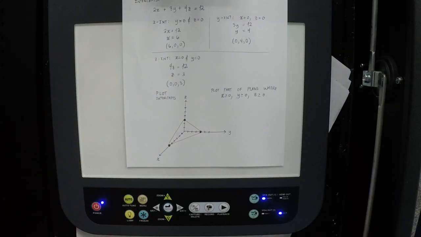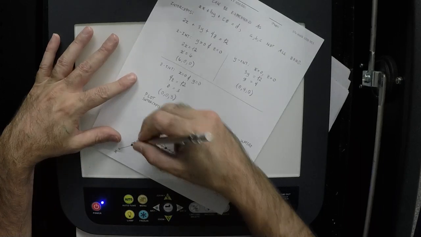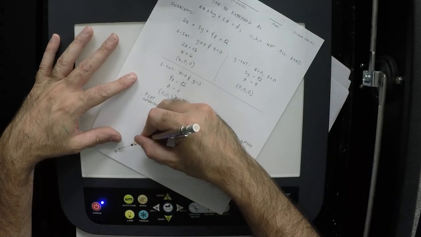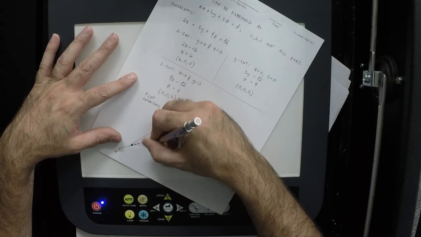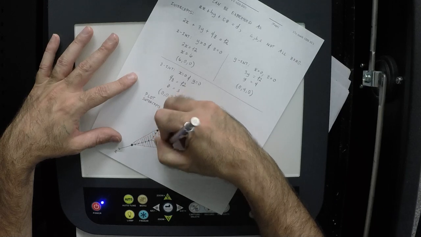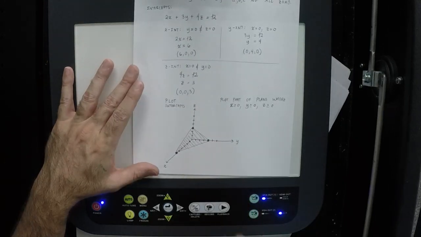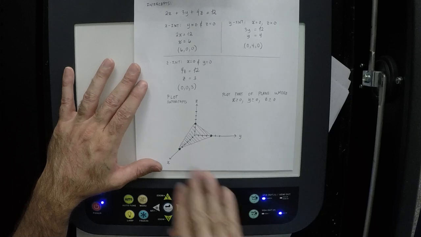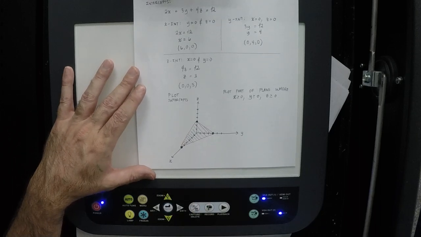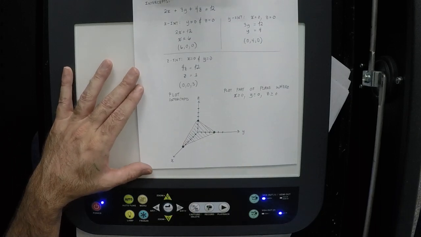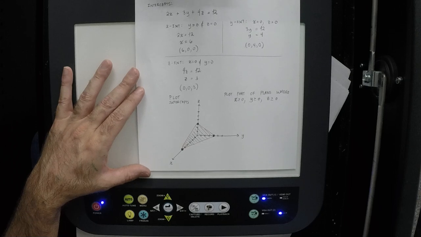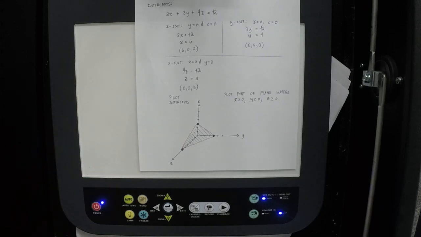So that's the only bit of the plane that you can actually see. So you'd be able to see this much of the plane. And the origin would be underneath it. Interesting. So any question about this?